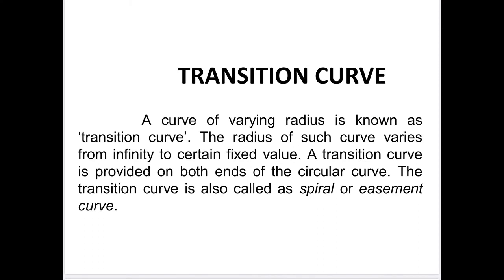Hello friend, in this video we are discussing the objective, requirement and types of transition curve. A transition curve is a curve of varying radius. The radius of such a curve varies from infinity to a certain fixed value. A transition curve is provided on both ends of the circular curve.